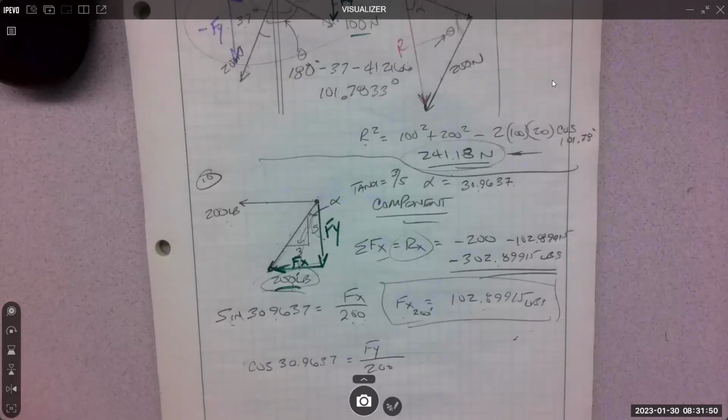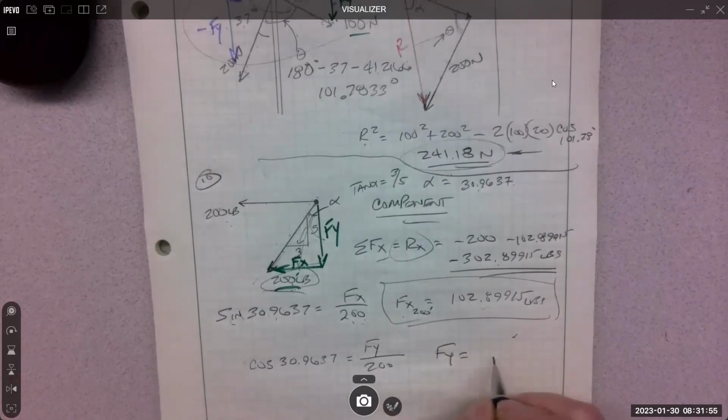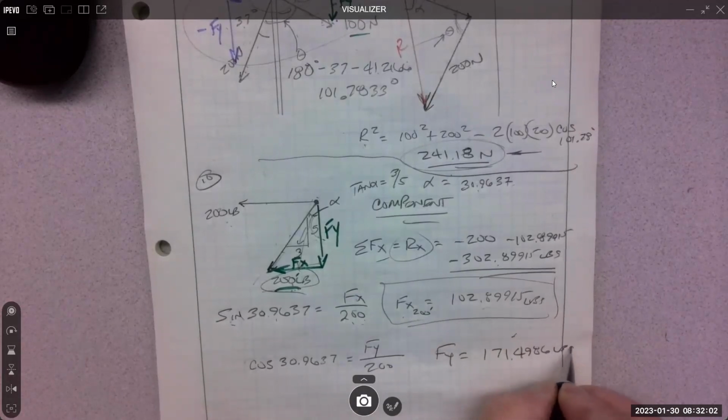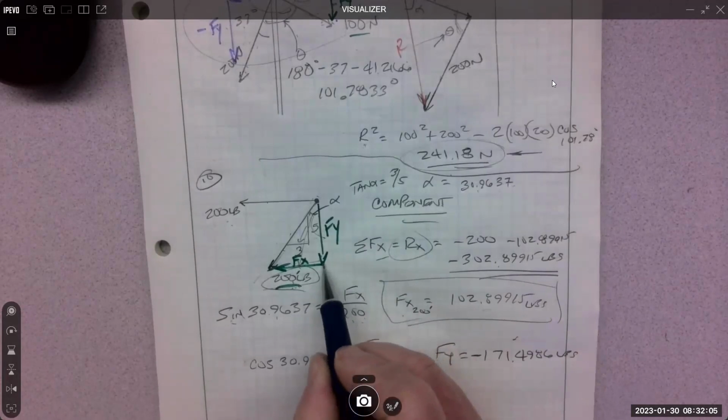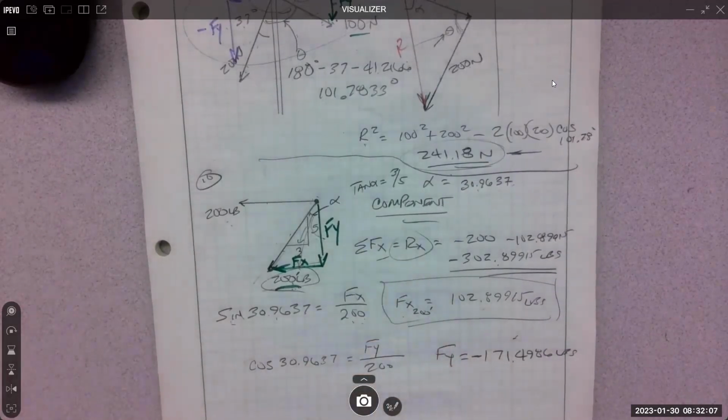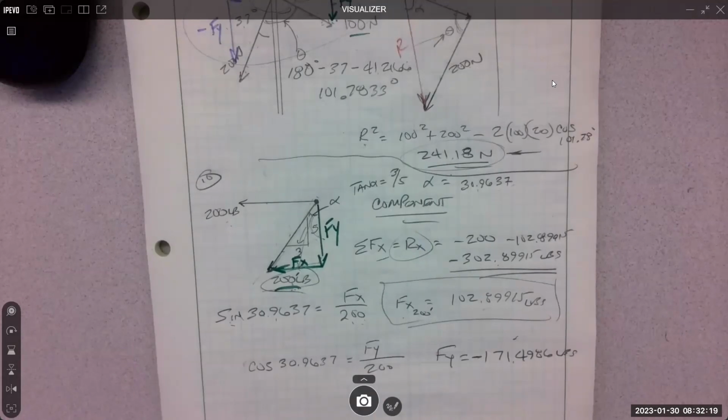Cosine, 200 times Fy equals 171.4986 pounds, and that's negative. It's going down. So this is the Y effect, right? So that's just all it is. We don't have to add anything to it. It's just the Y effect of this 200-pound force.